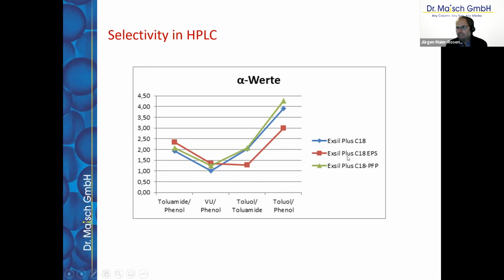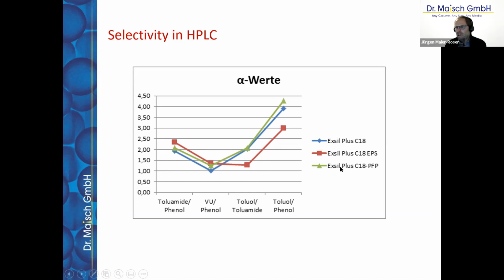Going to the C18 EPS, as I already mentioned, EPS means enhanced polar selectivity. We see that we have here the highest selectivity in the polar range here on the left side, but we have a very clearly lower selectivity on the lipophilic character.